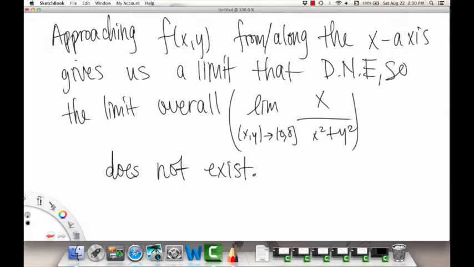So this was another way that a limit could fail to exist: if approaching it from a certain direction or path gives you a limit that is undefined. If you're approaching your point P from one curve that just happens to give you an answer that's undefined, then the entire limit, from all of the directions considered together, cannot exist and does not exist as well.